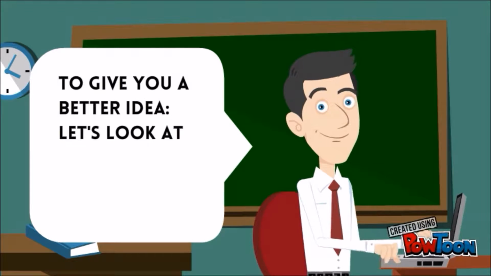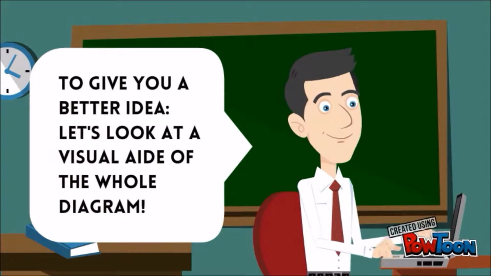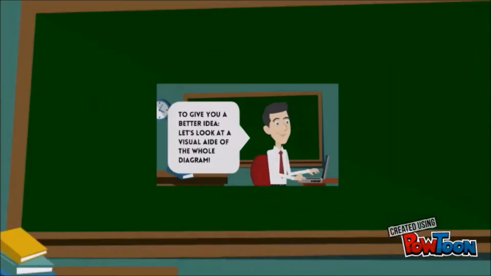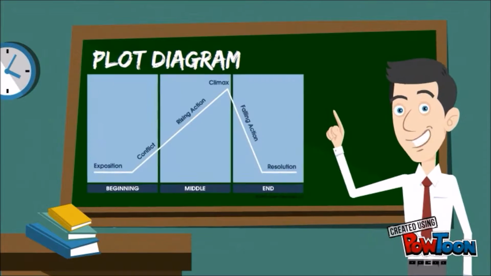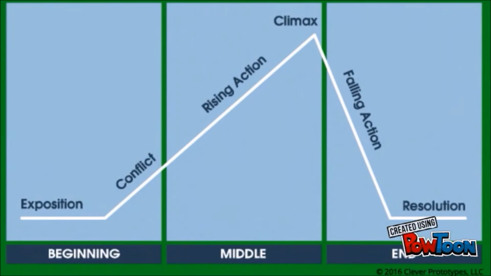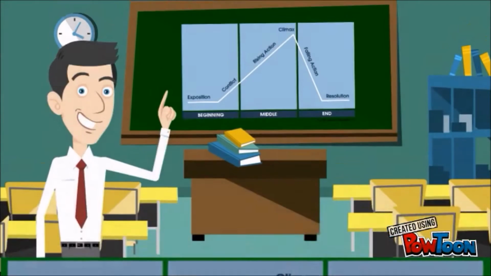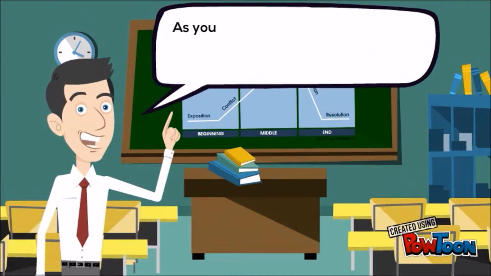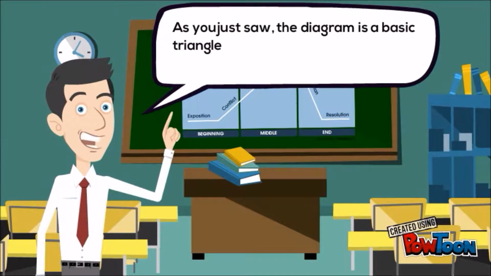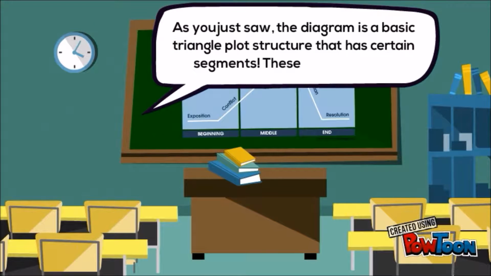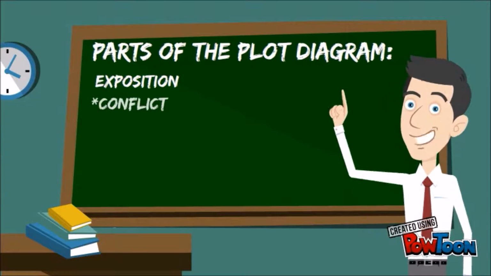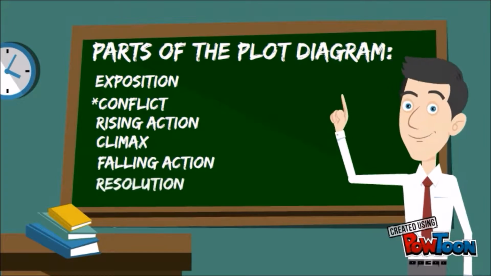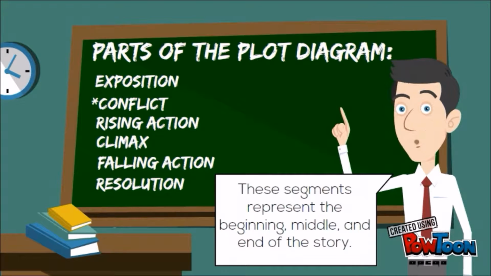To give you a better idea, let's look at a visual aid of the whole diagram. Plot diagram. As you just saw, the diagram is a basic triangle plot structure that has certain segments. These segments are exposition, conflict, rising action, climax, falling action, resolution. They represent beginning, middle, and end of the story.